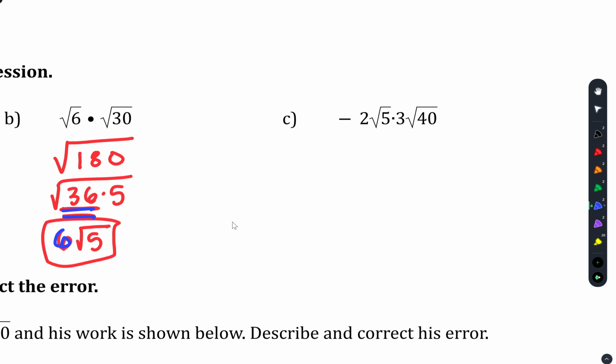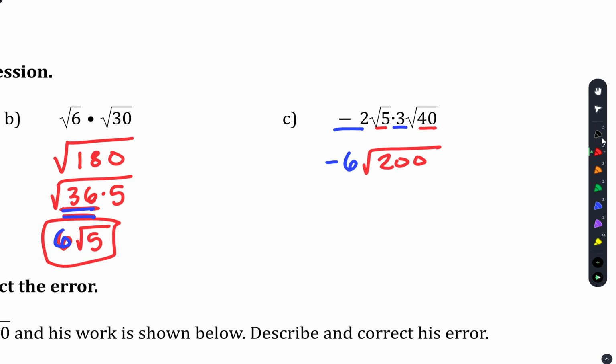And then the last one here. So now we have some rules we have to take care of. Our rule for when we're multiplying radicals, coefficients, radicands, all that good stuff, is that we're going to take everything on the outside, negative 2 and 3, and that can get multiplied together. And then I'm going to take everything on the inside, 5 and 40, and that can get multiplied together. And in my calculator, 5 times 40 is 200.